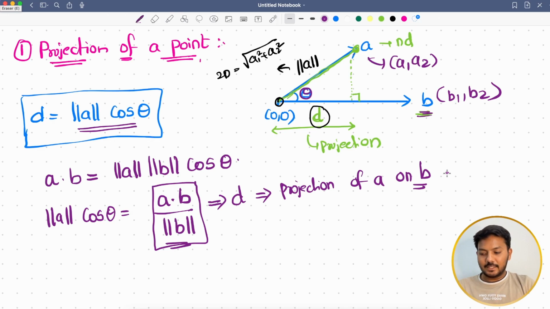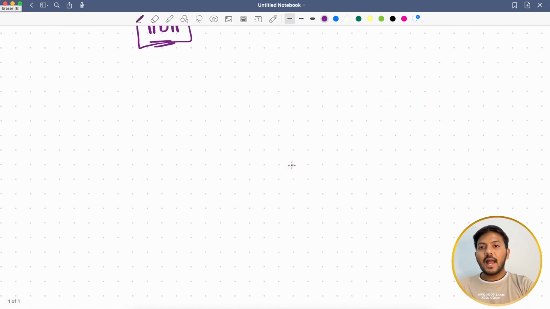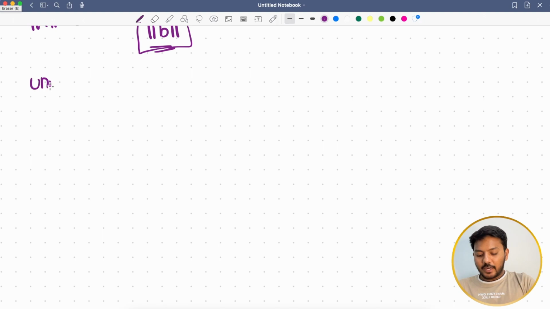Hopefully that is clear. And we can say that this is equal to sigma i equal to 1 to n ai bi, and if a and b are column vectors, by default we treat both of them as column vectors. So this is the formula of a projection, and we will understand why we need this projection in a given minute. So let's say I have another topic called unit vector.